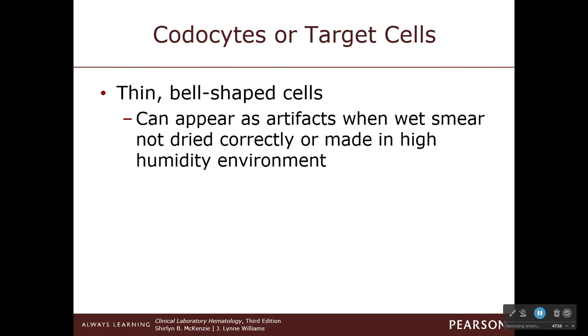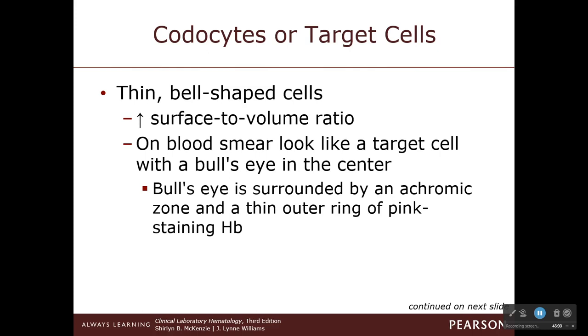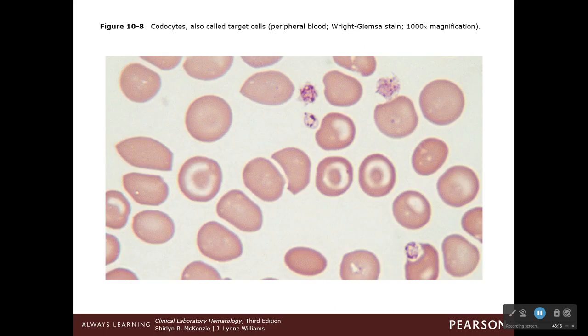Okay. They can be artifacts, but you do see an increase in these in what we call hemoglobinopathies. So people that have sickle cell, hemoglobin SC disease, hemoglobin C disease, any kind of hemoglobinopathy, you see an increase in target cells. Okay? These are target cells. You see those target cells, guys?